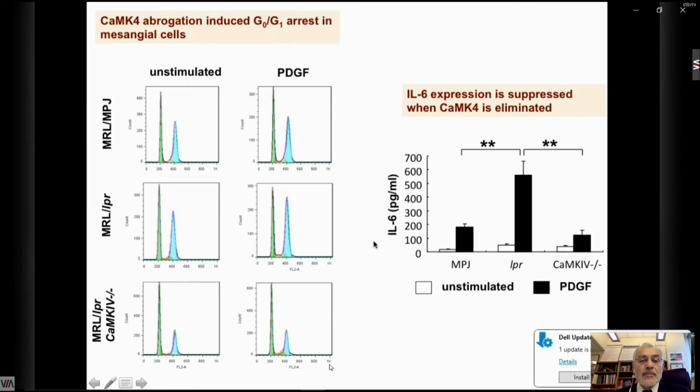even in the presence of platelet-derived growth factor. Now, mesangial cells, as you know, produce lots of IL-6. And IL-6 has been demonstrated many years ago to independently drive glomerulonephritis. You can see that the mesangial cells from mice that don't have CAMK4 don't produce IL-6 even when they're stimulated with PDGF.